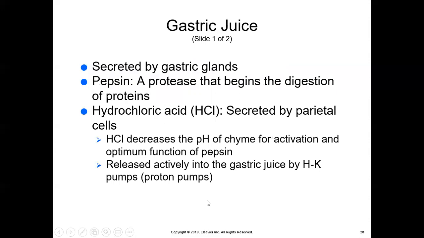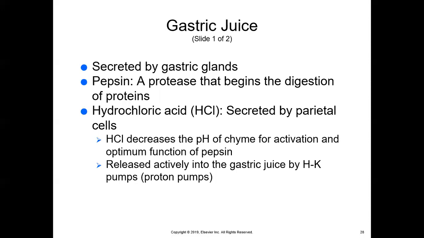Then you have gastric juices. The gastric juices are the juices that are in your stomach. They are secreted by gastric glands. A major one is pepsin. Pepsin is a protease that begins the digestion of proteins. And the inactive form, or proenzyme, of pepsin is pepsinogen, which we talked about before.